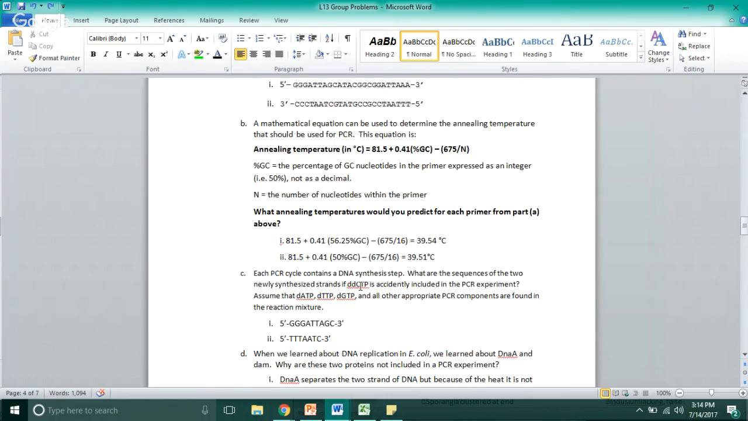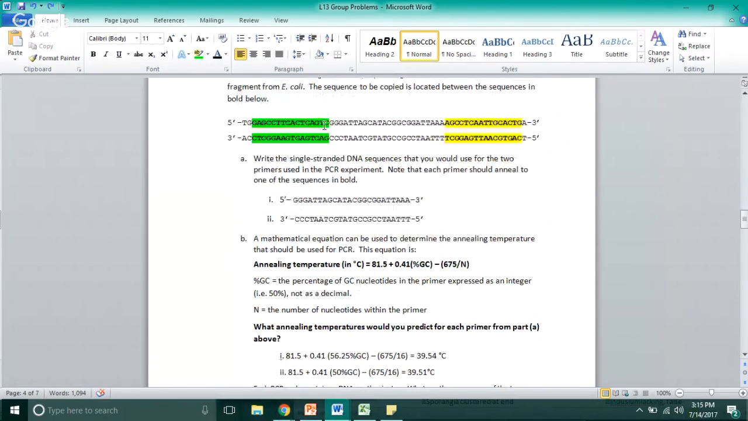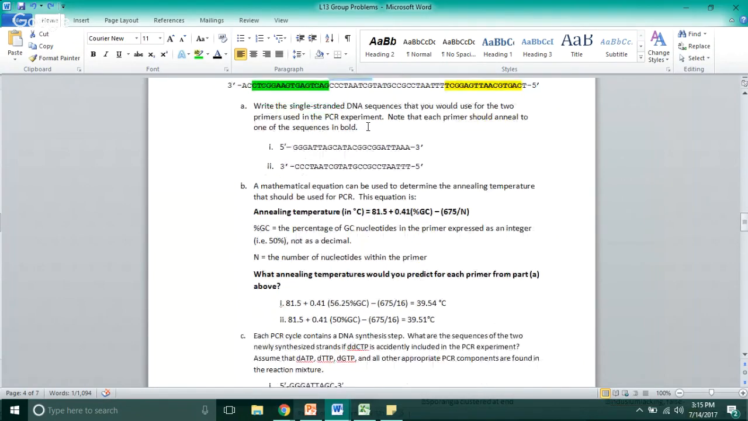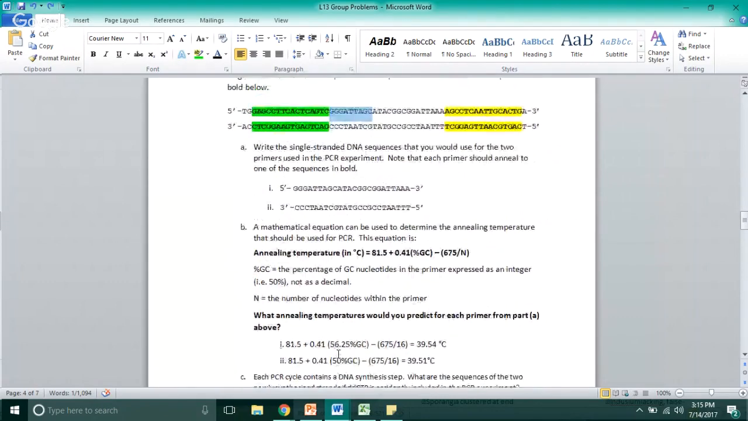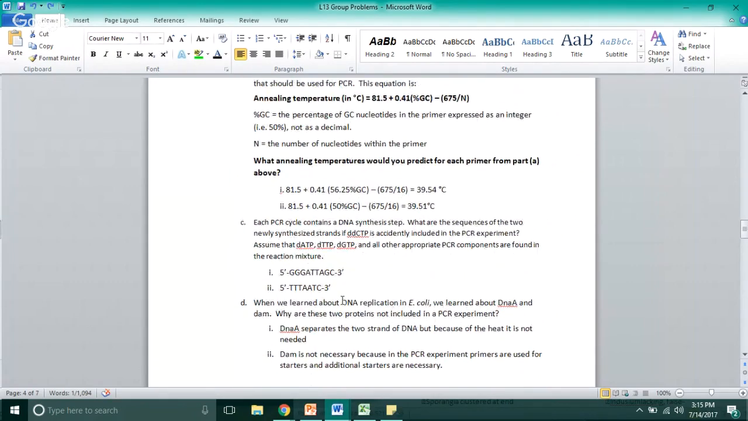So for the first one, for 5' to 3', you come up here, and it'd be GG, so right here, GG, GATTAGC, and that's where it will stop because you hit that C. And then for the second one, as you go from 5' to 3', it goes TTT, AAT, and then you hit a C, so then it would stop there as well, right there. That's where we got those.